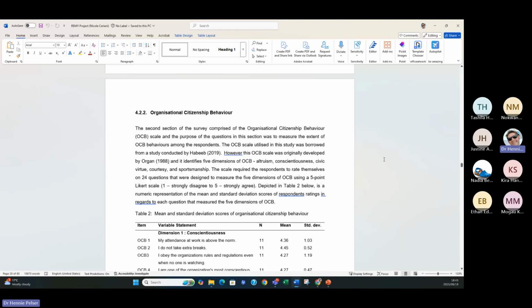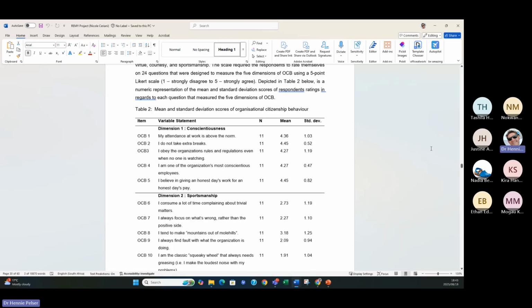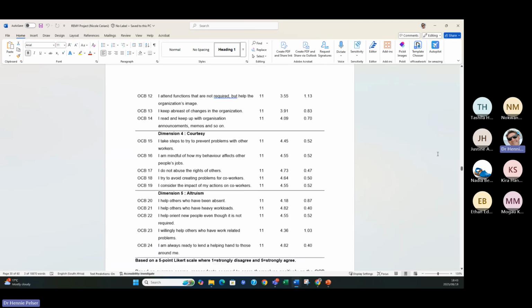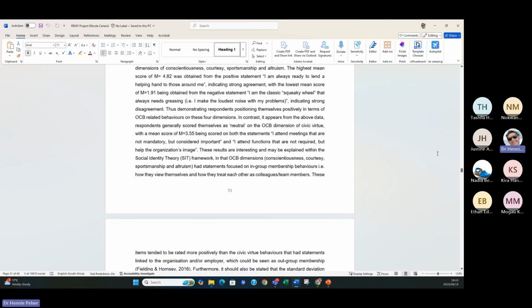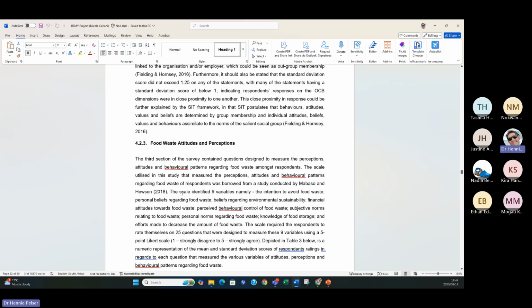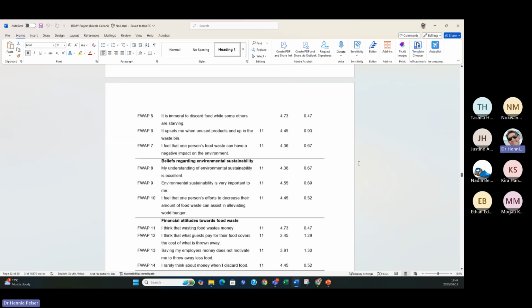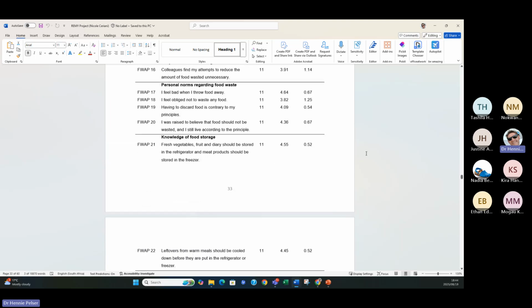Having said that, can I just say, she is an industrial psychologist, so she already had her master's and then came back to get some business examples. She looked at the relationship between organizational citizenship behavior, that wanting to go above and beyond in terms of your work. And then she looked at the attitude towards food waste. Again, giving us the mean, the standard deviation, wonderfully unpacking these.